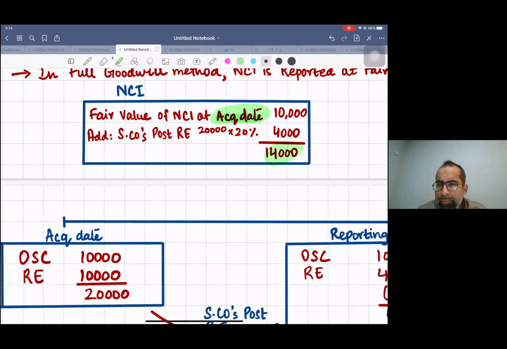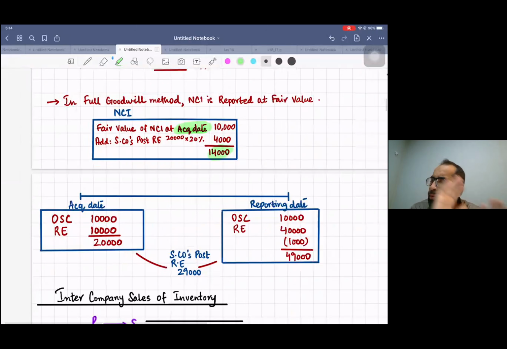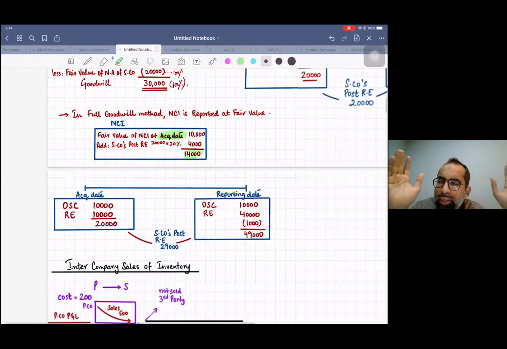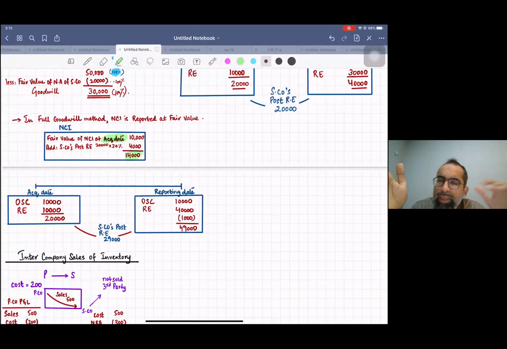And obviously I expect from you that you must know all these. I'm just giving you a quick recap. Okay, and in this method and proportionate method, consolidated reserve working is copy paste same. Either you are using proportionate method or full goodwill method, consolidated reserve working is totally the same, no change at all. Okay, so now the next topic.